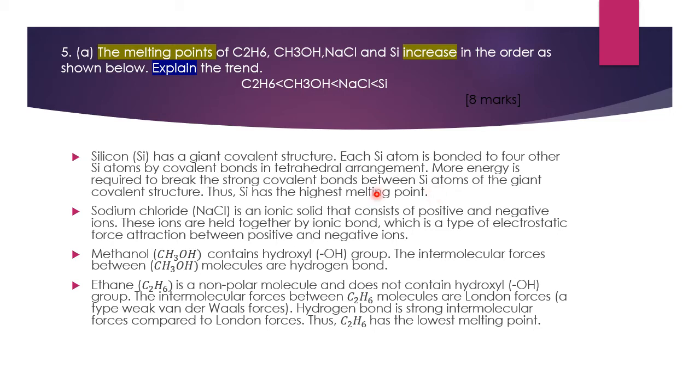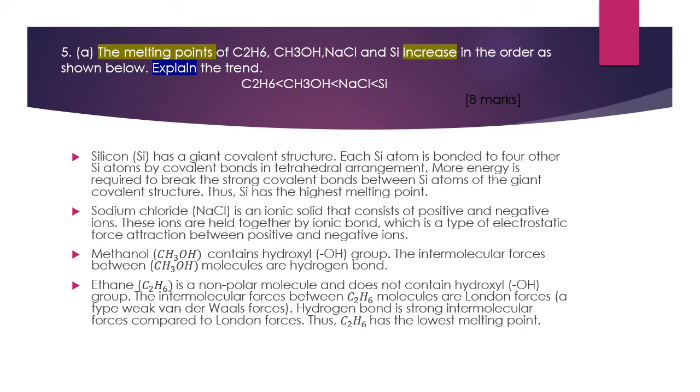Second, sodium chloride is an ionic solid. This is the explanation why sodium chloride has the second highest melting point after silicon. Sodium chloride is an ionic solid that consists of positive and negative ions. These ions are held together by ionic bond, which is a type of electrostatic force of attraction between positive and negative ions.